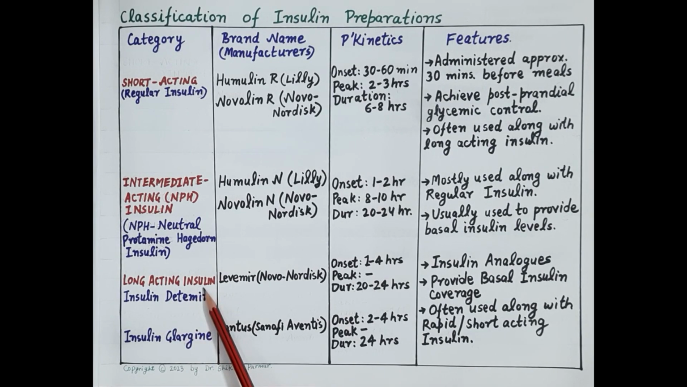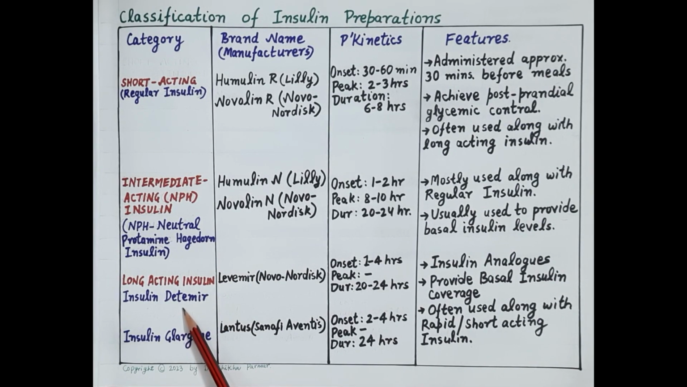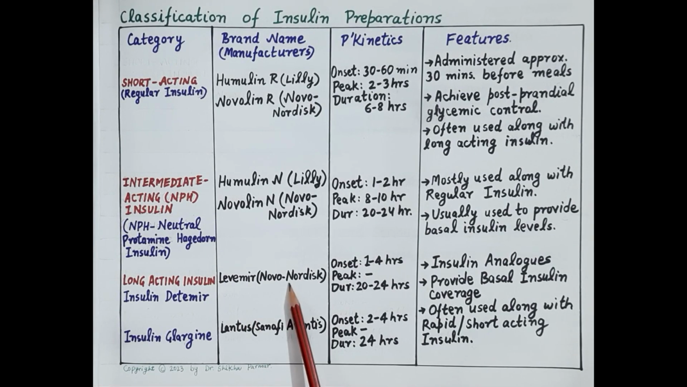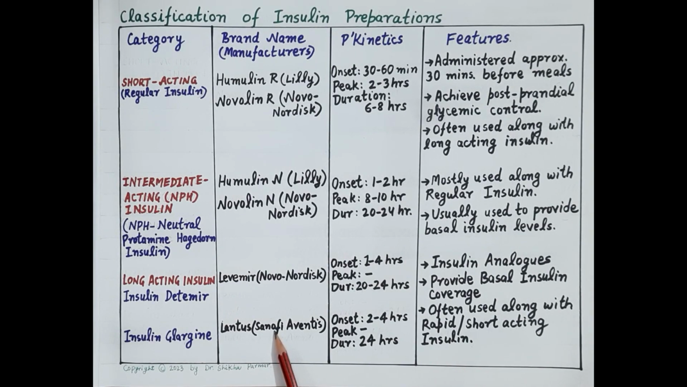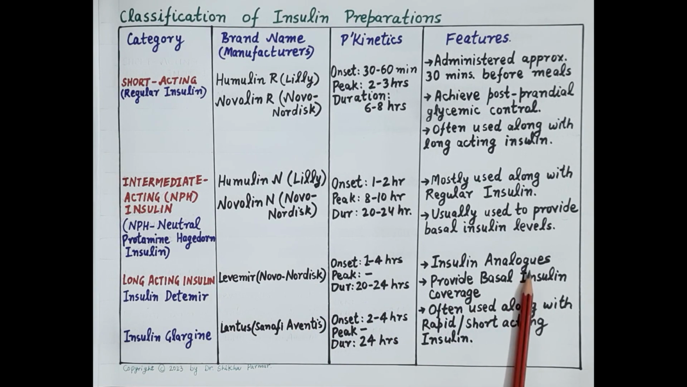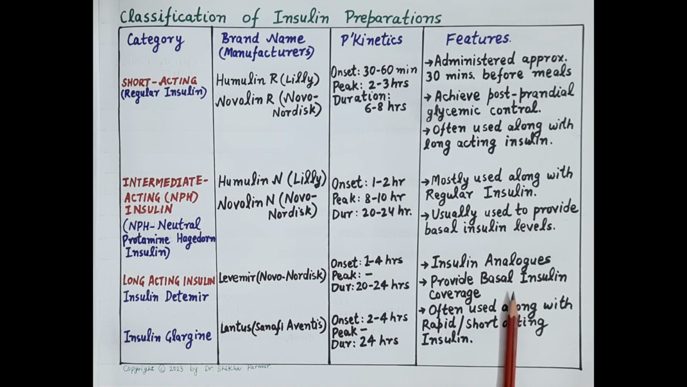Now let's talk about the long-acting insulin preparations. Now, insulin detemir is available commercially by the brand name Levemir, manufactured by Novo Nordisk, whereas insulin glargine is available as Lantus, manufactured by Sanofi Aventis. Now, these are termed as long-acting as the duration of action is for 24 hours. Now, both these preparations are insulin analogs, and as discussed while discussing the chart, the peak is absent, and they provide basal insulin coverage. That means they control the glucose levels during fasting, that is between the meals and overnight. And these are often used along with rapid and short acting insulin preparations which control postprandial rise in the blood glucose level. So, these are the 4 categories of insulin preparations.